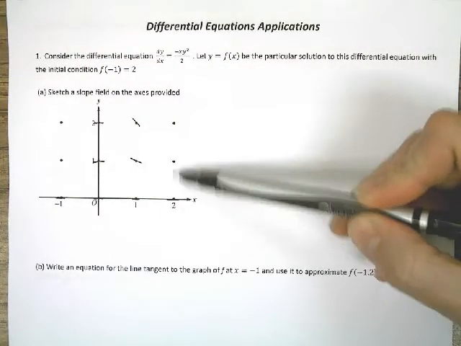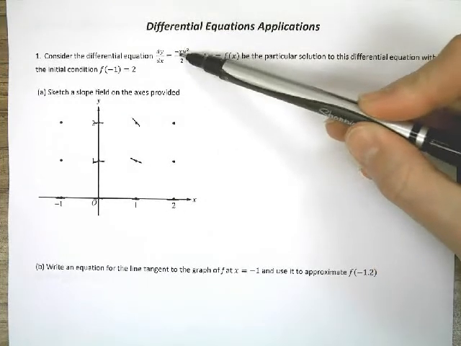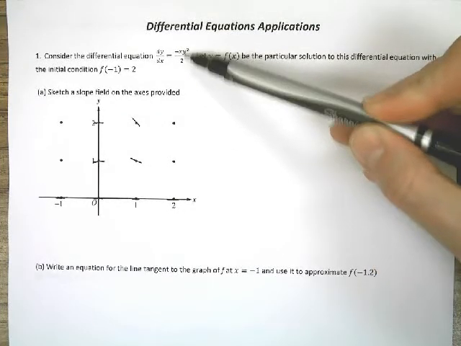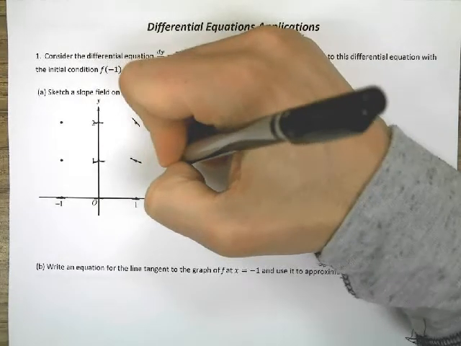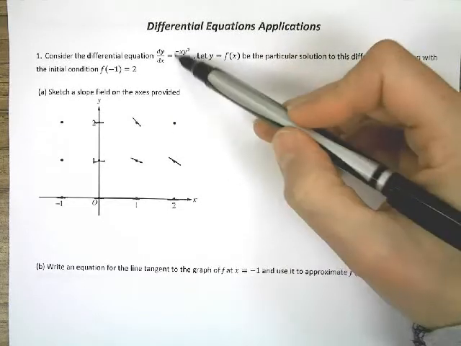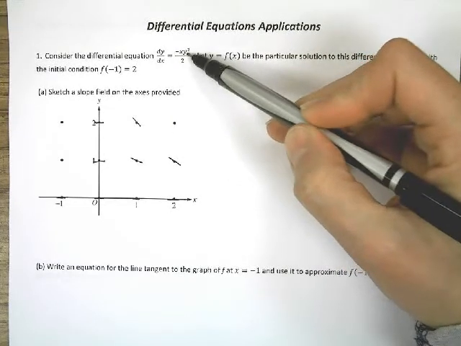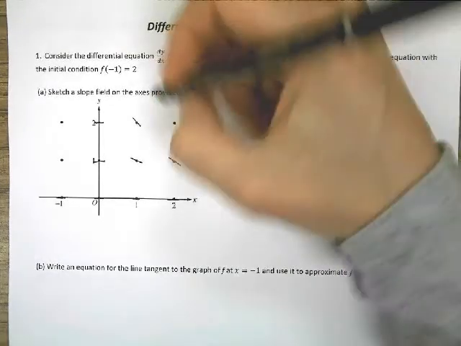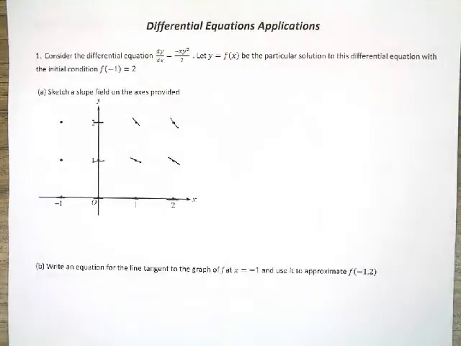Now I'm going to do the point (2, 1), so -2 times 1 squared, so -2 divided by 2 is a slope of -1. And then at the point (2, 2), I have -2 times 2 squared, so -8 divided by 2 gives me a slope of -4.